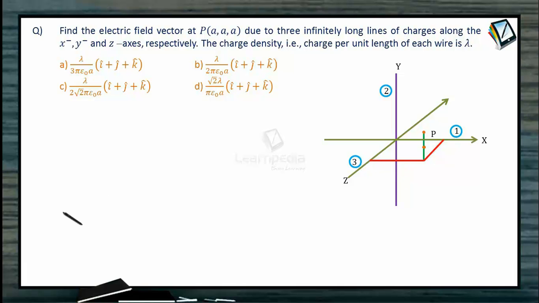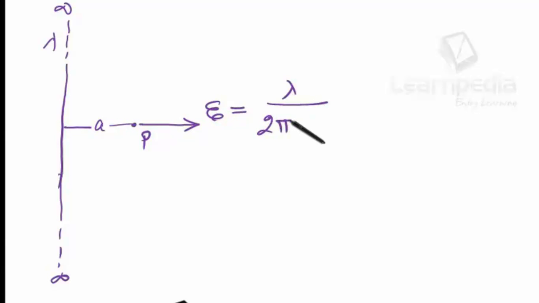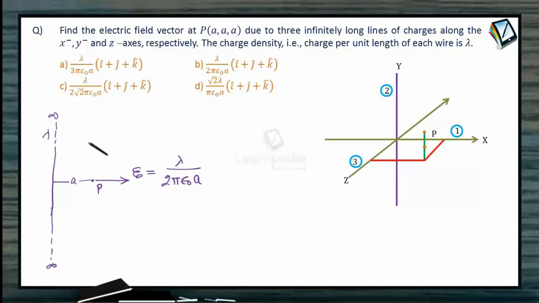So first of all, I would like to explain the formula for an infinitely long charged wire. Suppose this is an infinitely long charged wire having charge density lambda, and there is a point P at a perpendicular distance a from this wire. Then the electric field due to this wire will be along the perpendicular to this line charge, and its magnitude will be lambda divided by 2 pi epsilon naught a. So one thing you can notice here is that the electric field is perpendicular to the wire.